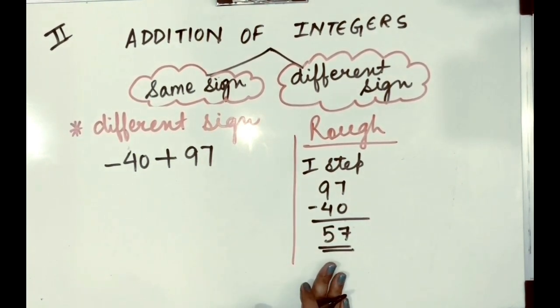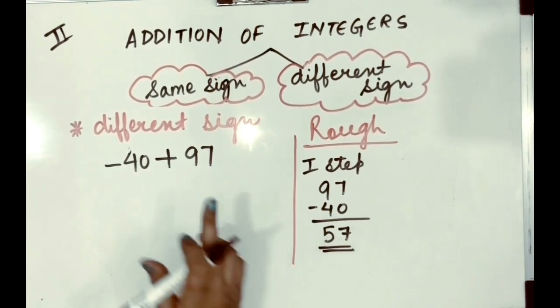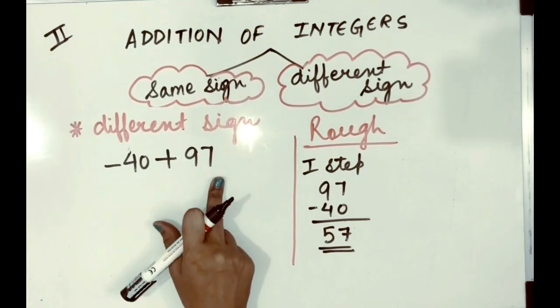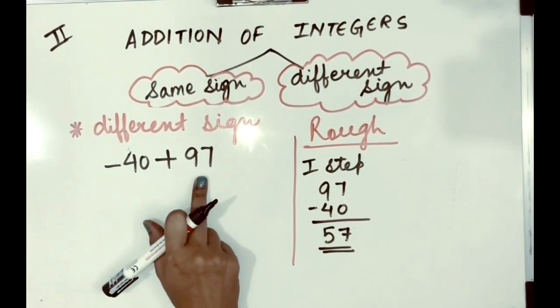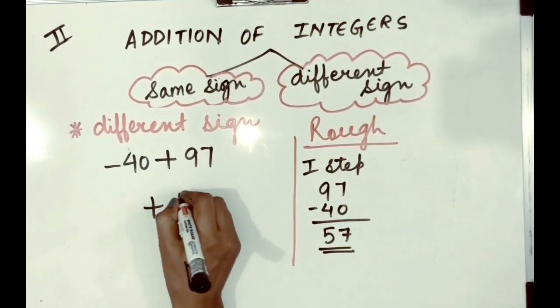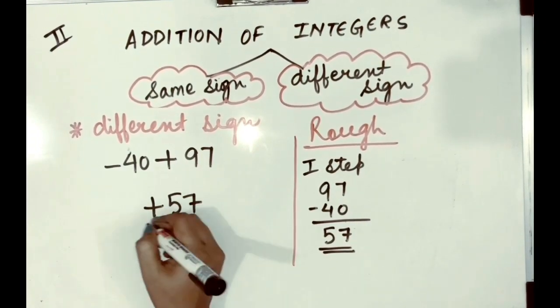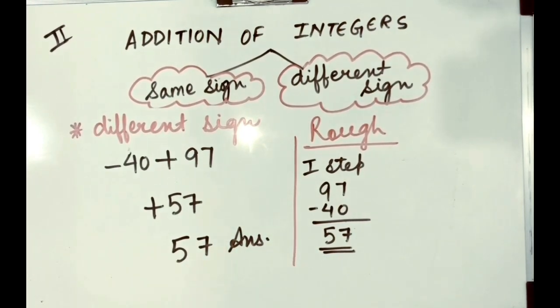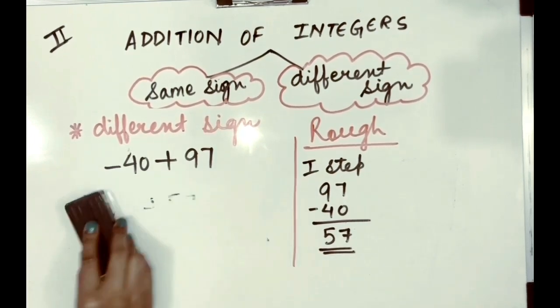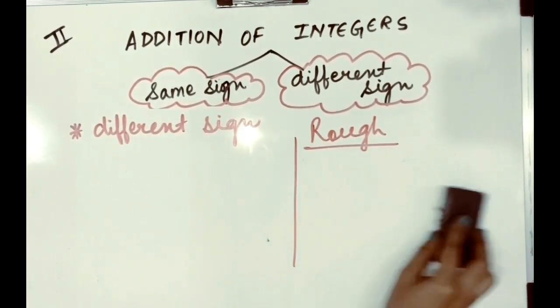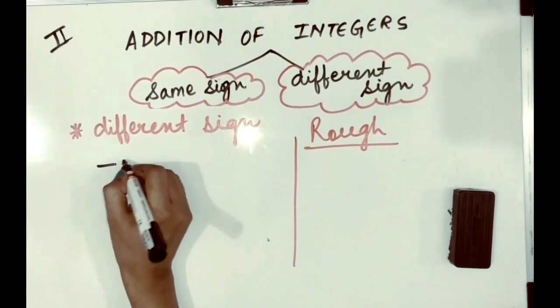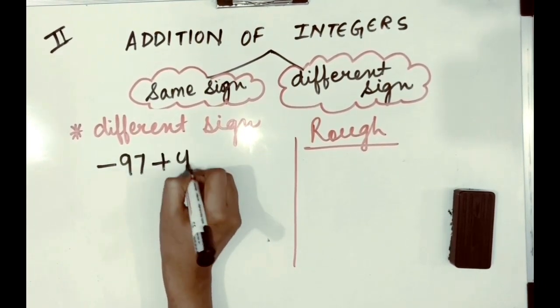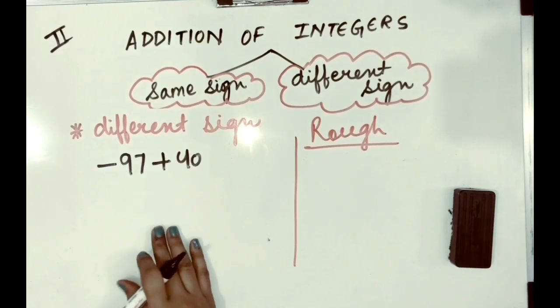So we got 57. After that the second step is we have to use the sign of the greater number. So which number is greater, 40 or 97? 97, and the sign with 97 is plus, so the answer will be plus 57, and plus is not required, we can simply write 57 as answer. Now let us take one more example of different sign. -97 plus 40.